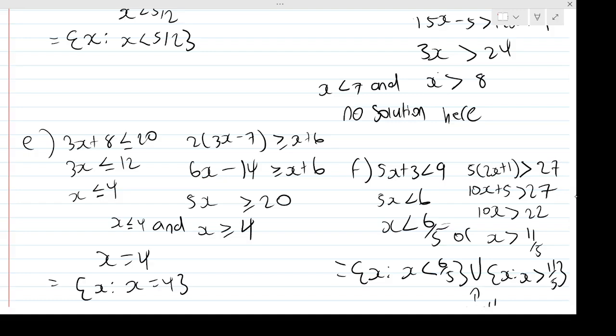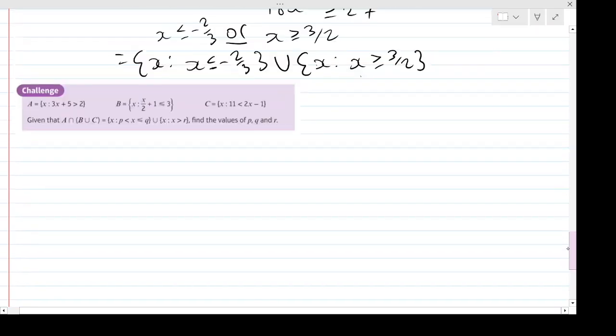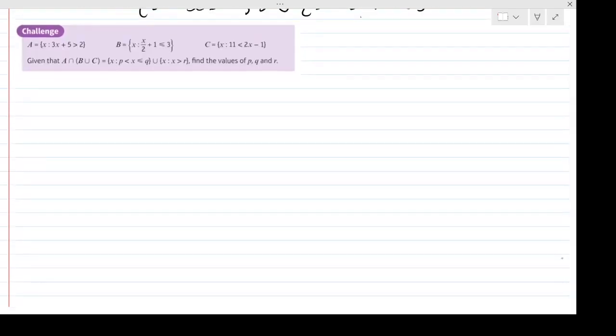Set notation will be used for inequalities in exam questions. So this will be a good place to really understand how to write down stuff in set notation. So hopefully those examples were useful. I'm going to leave off with a challenge question to really test that we understand what set notation is. Okay, let's have a read.